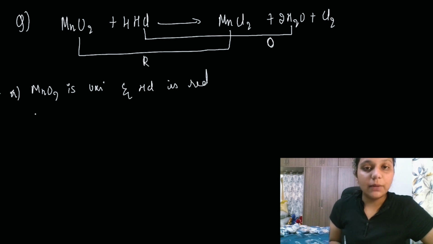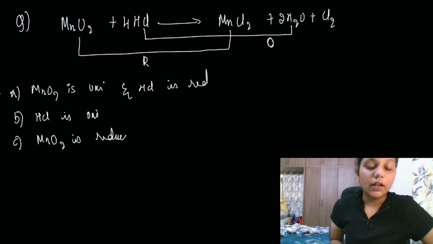The options will be like: MnO2 is oxidized and HCl is reduced, which is exactly opposite. No. Option B, HCl is oxidized. Yes, it's correct. The third option, MnO2 is reduced, is also correct. Option D will be B and C both. So you have to go with option D.